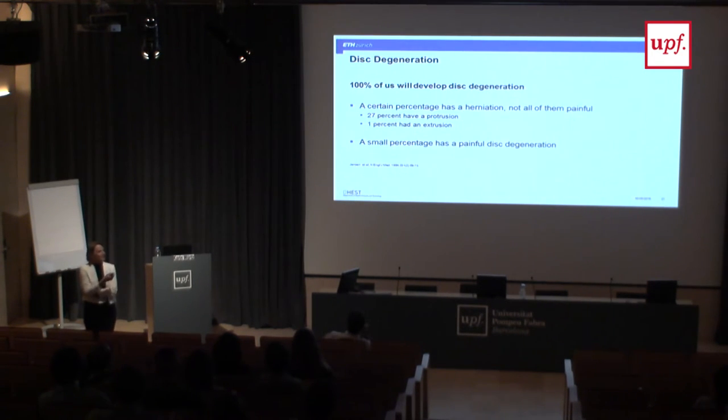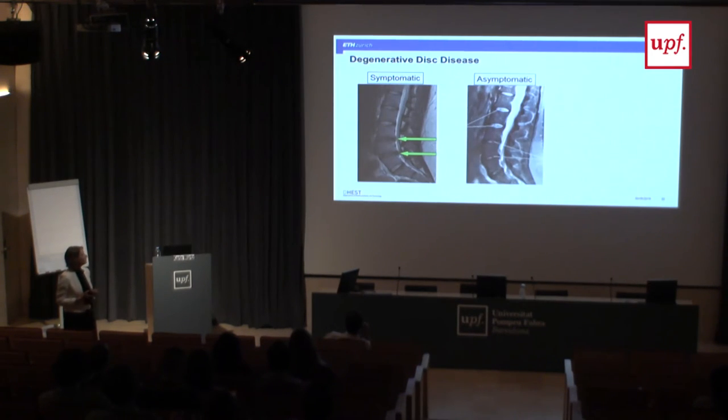So the last thing I would like to mention is the difference between a symptomatic and an asymptomatic degenerated disc. We've heard that basically every one of you will have degeneration of the disc, but not each of you will have problems. So if you look at these two MRI pictures of a symptomatic and an asymptomatic disc, do you see anything that you think might qualify the one as symptomatic and the other one as asymptomatic?